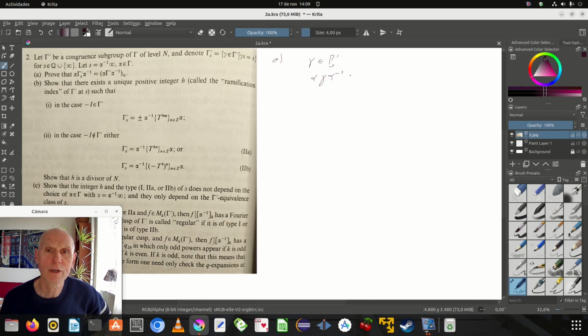gamma alpha to minus first of infinity. This was S, and gamma S equals S, so it's alpha S, which is infinity. And so that proves the inclusion this way.